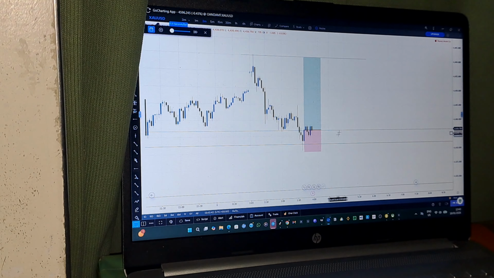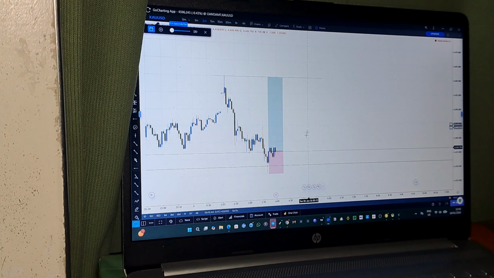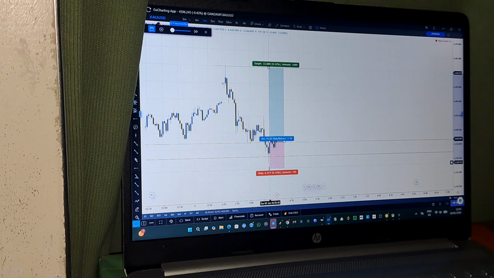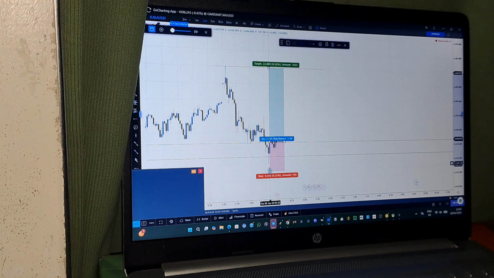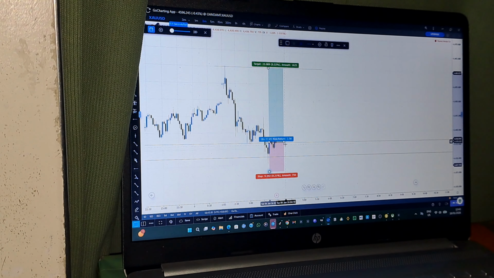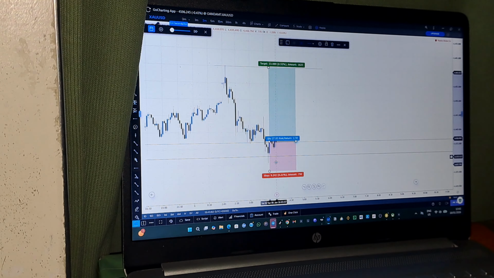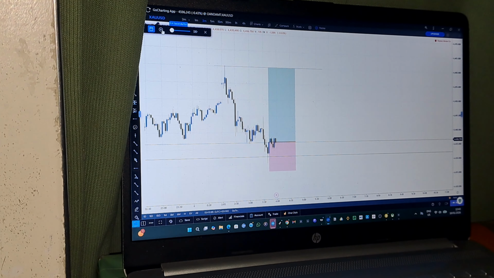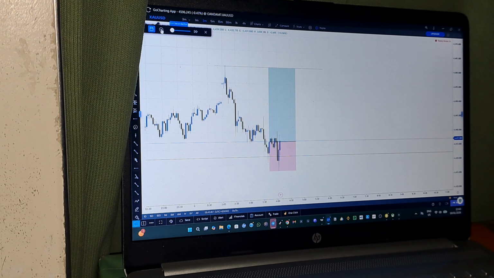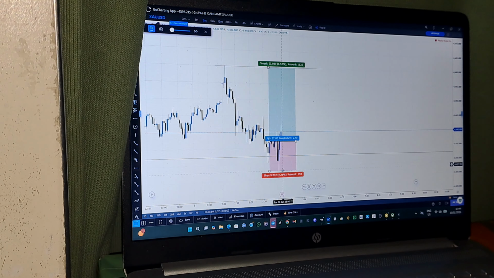I will delete this, so let us see how price reacted off this. Let's put our stop loss kindly down to give room to our trade. Always give room to your trade. So let us see how this performed. You see, this was not enough room.